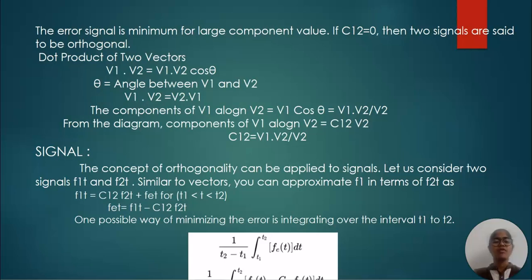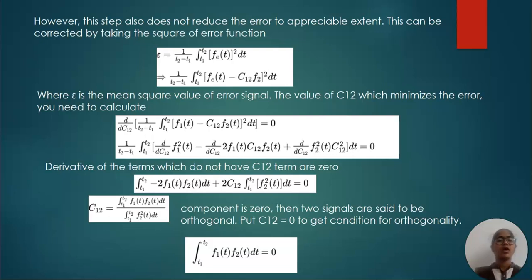One possible way of minimizing the error is integrating over the interval t1 to t2. From the integration, 1 by t2 minus t1 integral t1 to t2 of fe of t dt, where fe of t equal to f1 of t minus C12 f2 of t, and apply it in fe of t. However, these steps also do not reduce the error to an appreciable extent.